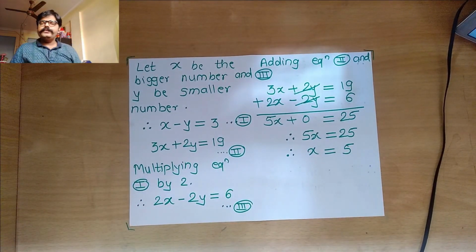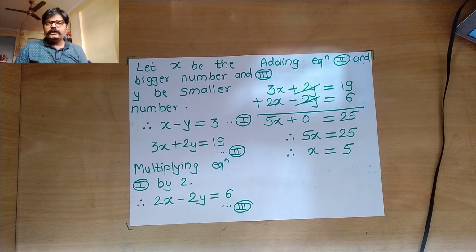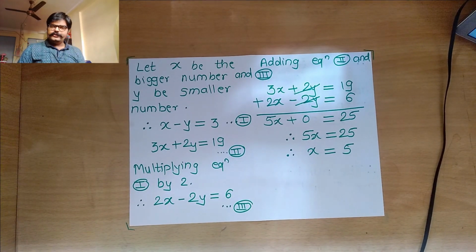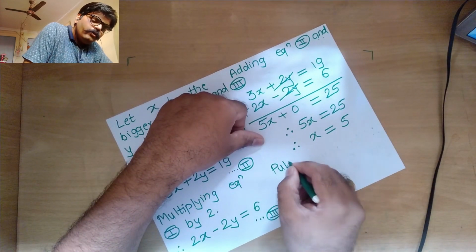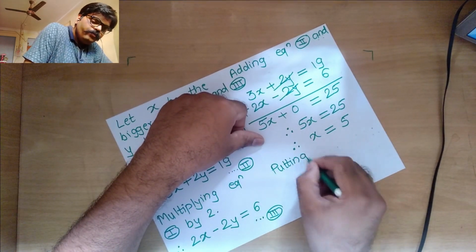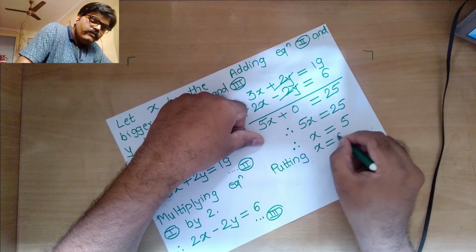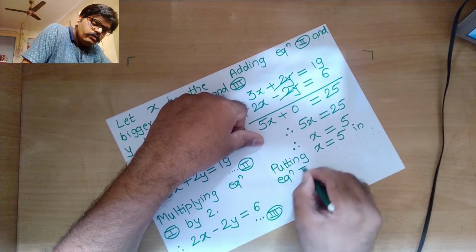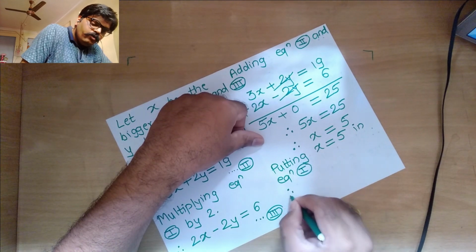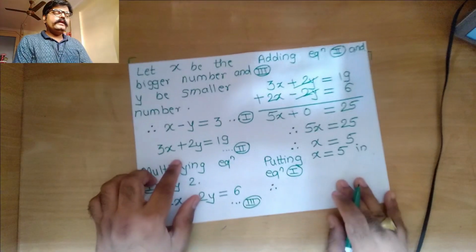5. Please note, once we have x value, it will be easier to calculate y's value by using the x one. So therefore x value we are going to put in equation number 1. That is what I am writing in here, putting x is equal to 5 in equation 1. Therefore, how exactly the equation will look like?